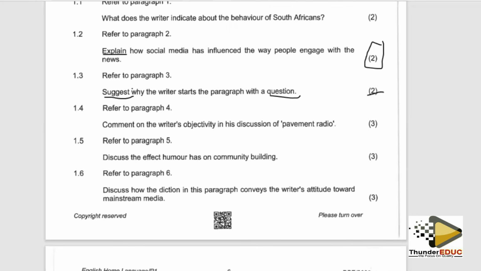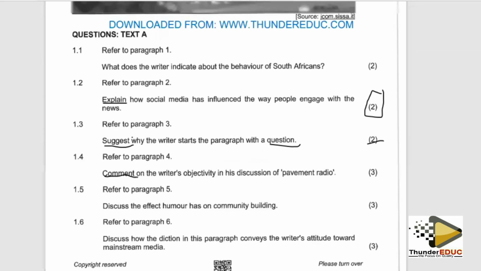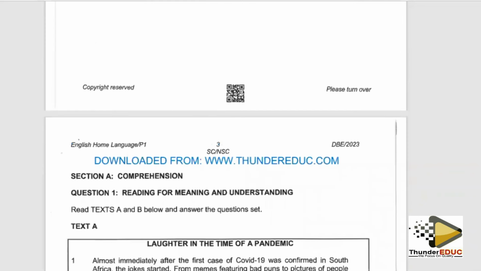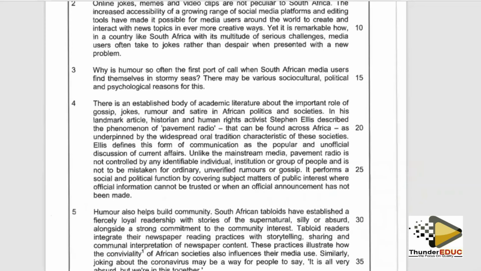Underline your keywords. Your 1.4 had comment on the writer's objectivity in his discussion of pavement radio. I'll take you to paragraph 4. Paragraph 4 says there is an established body of academic literature about the important role of gossip, jokes, rumor, and satire in African politics and societies.